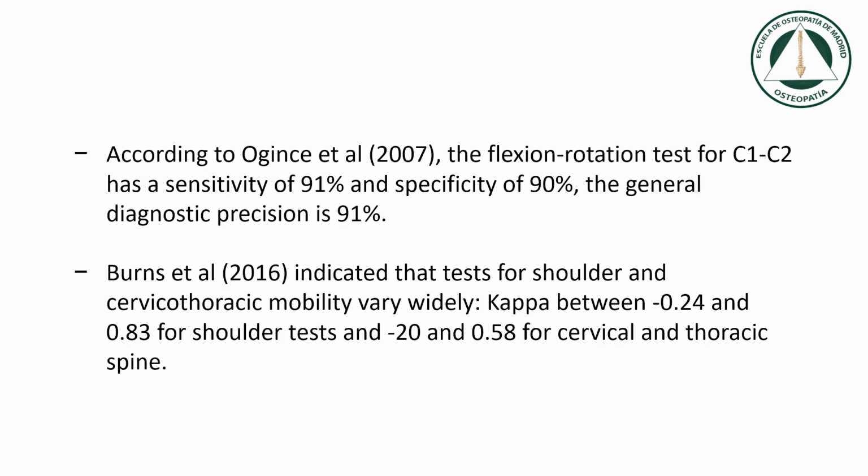Burns et al. 2016 indicated that tests for shoulder and cervicothoracic mobility vary widely. Kappa between -0.24 and 0.83 for shoulder tests, and -0.20 and 0.58 for cervical and thoracic spine.